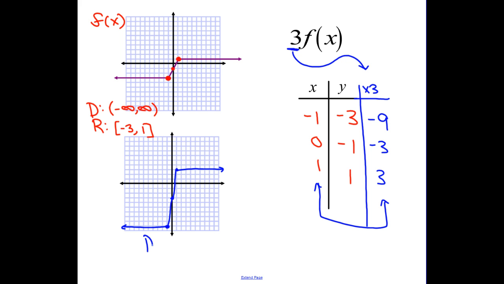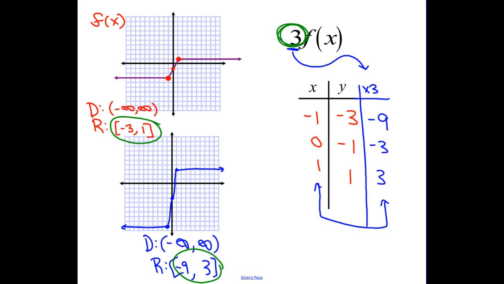My domain of this function doesn't change. My x's are still negative infinity to positive infinity. Those are still going on forever. My range, however, has changed. My lowest number that I can go to now is -9. My highest number I can go to now is 3. Now look at my ranges. What happened to them? My range is really multiplied by 3.